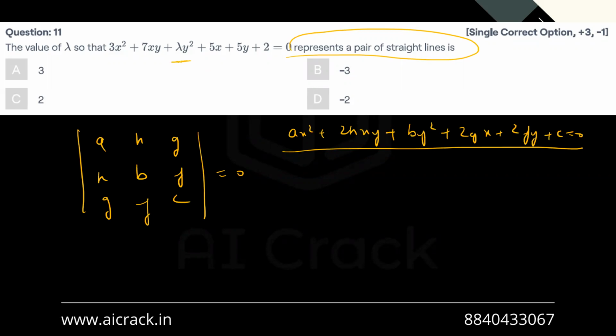In this case, we have one variable over here and all the other constants are known. So basically we know a, we know h, we don't know b. B is actually lambda over here. We know g, we know f, we know c. So we know all the variables. You can just plug in the values in the determinant and you can find out the value of lambda, right?